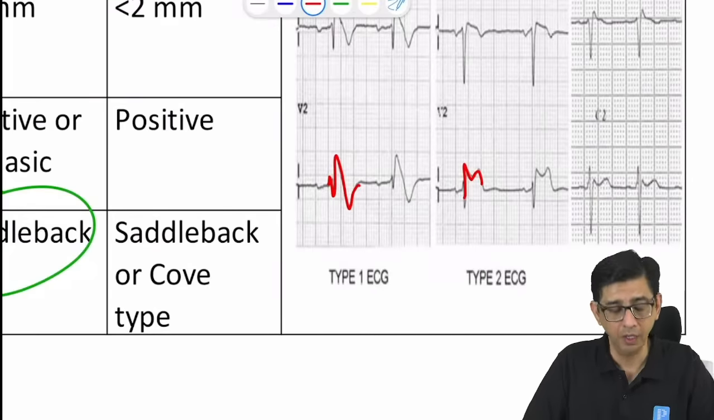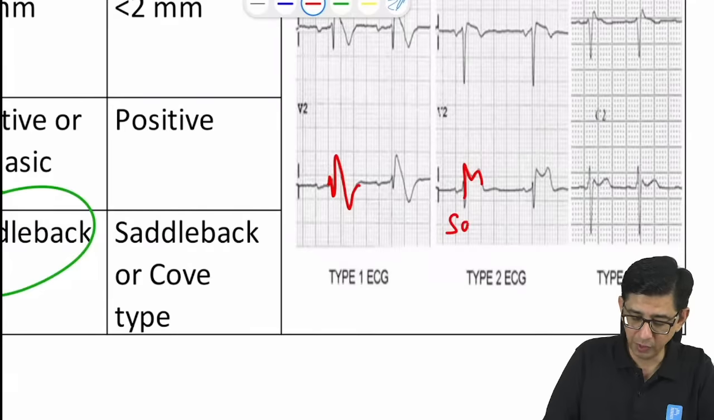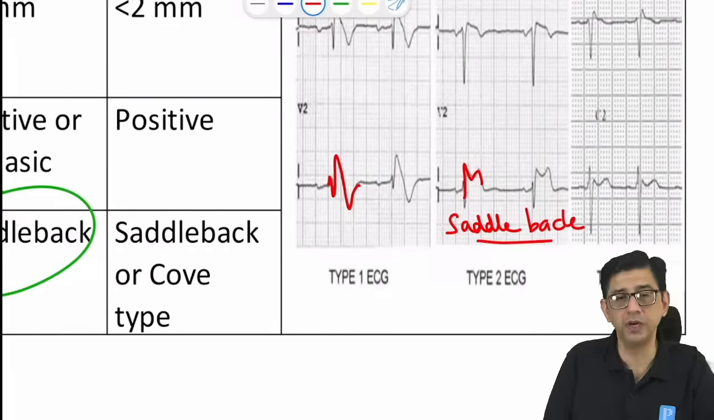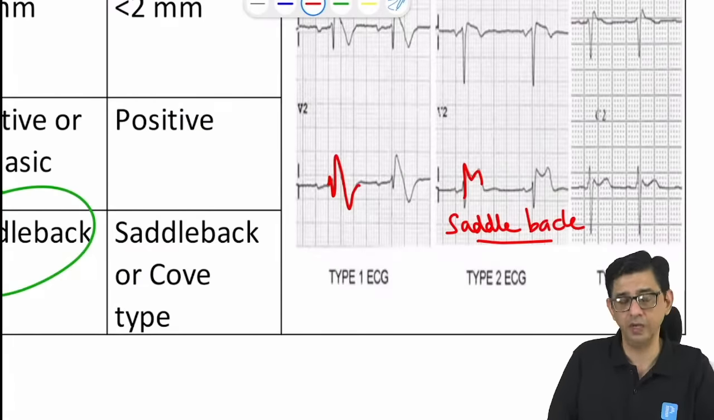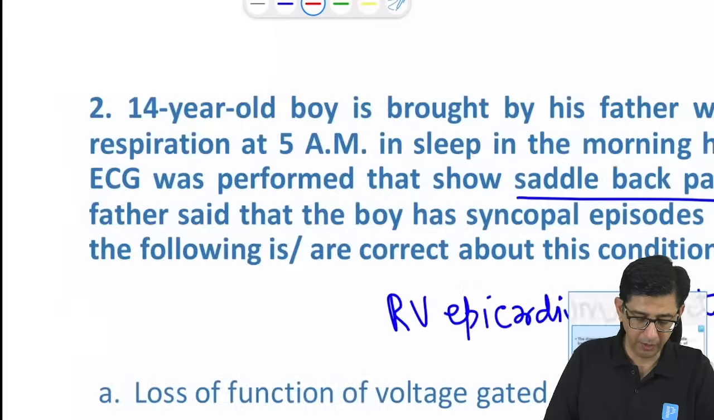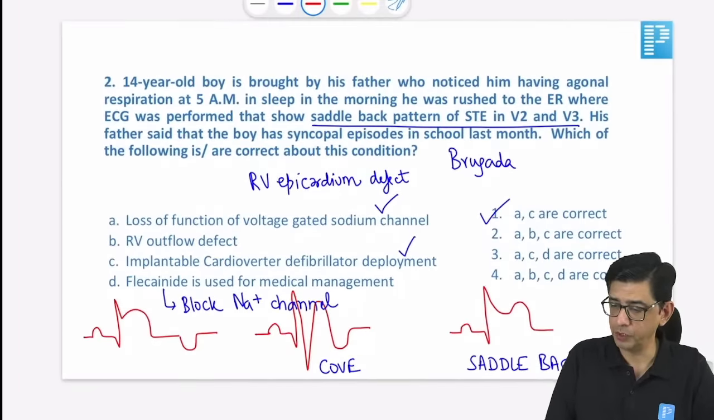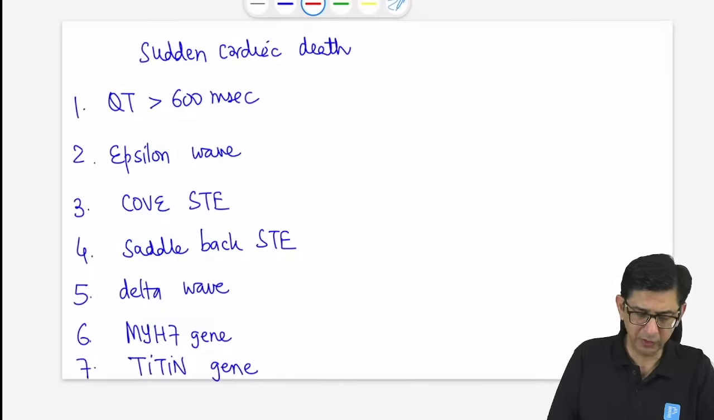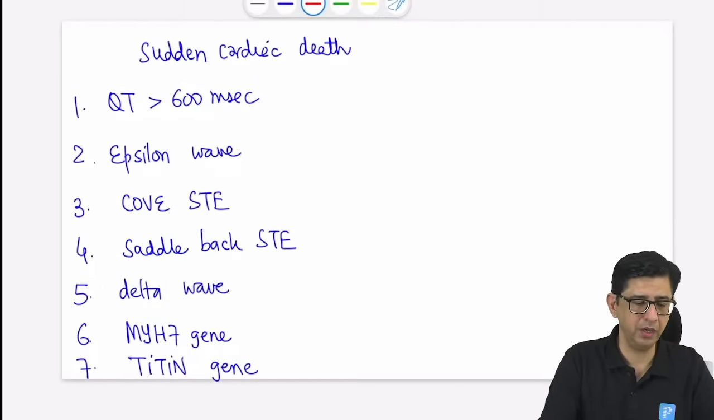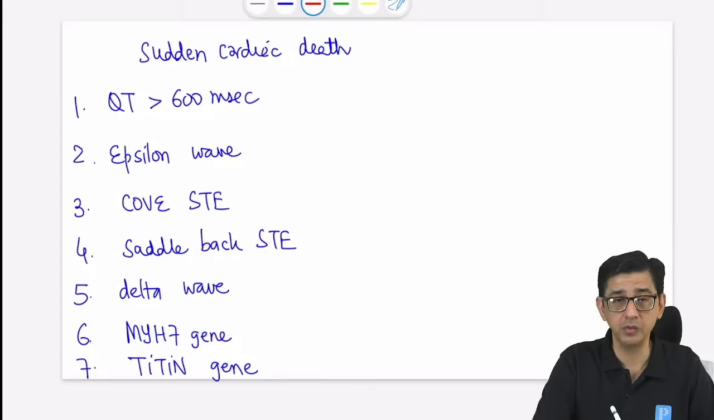It was really nice that you guys were able to pick it up, but I think initially when you read this question, you might have missed this word saddleback. These are two types of ST segment elevation which I have mentioned before you. The correct answer for this one is option number one. And let's do a quick activity with respect to sudden cardiac death. That is important for us to solve, so let's have inputs for point number one.